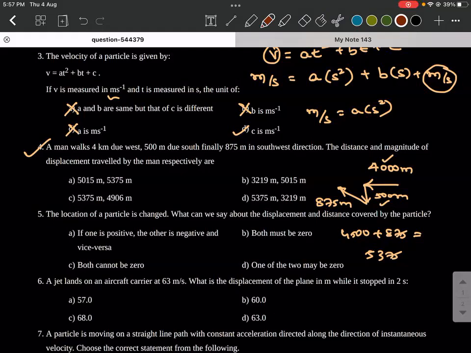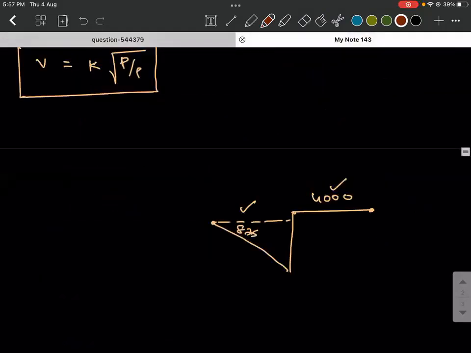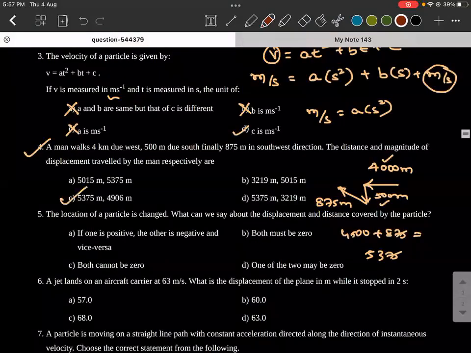Wait, sir. Okay, sir. It is greater, sir, than 4,000. You already have 4,000 meters covered here. So some more distance should get added for it to become the displacement. Is that right? Yes. So the answer should have been 4,906 actually. Okay. So this should be the answer.